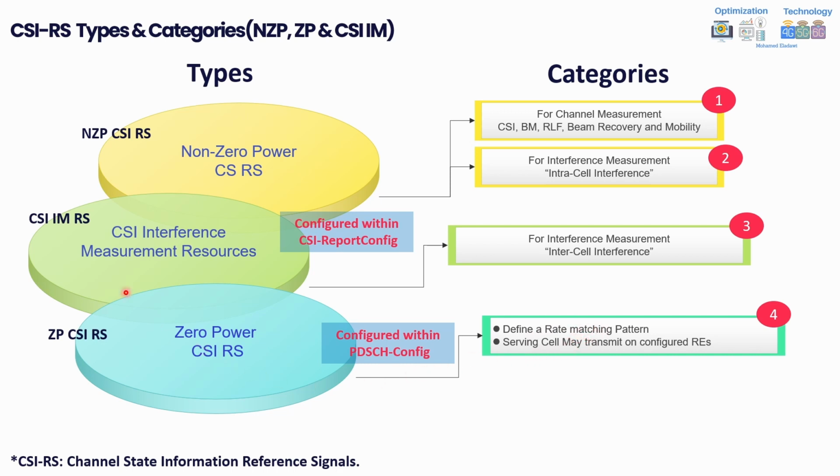So in general, we have three types: non-zero power CSI-RS, which is used for channel measurement and interference measurement, and we have the CSI-IM. This is used for interference measurement, but for inter-cell interference. Then we have the zero power CSI-RS, which is used actually to define a rate matching pattern. And for this part, as I told you, the resources can still be used by the serving cell to transmit some information to the UE. Okay, moving forward, let's now try to visualize each of those examples just to simplify it and make it easier for us to understand.